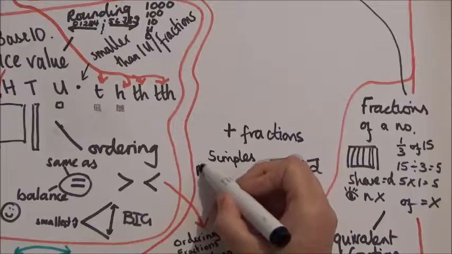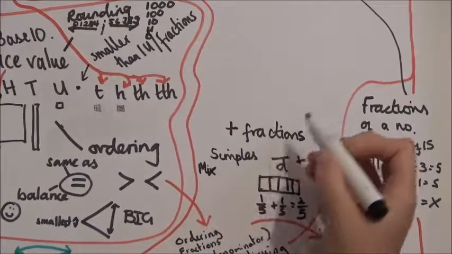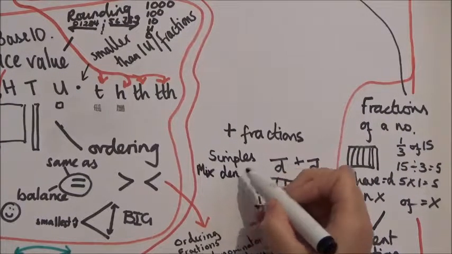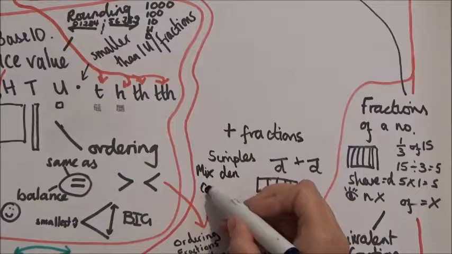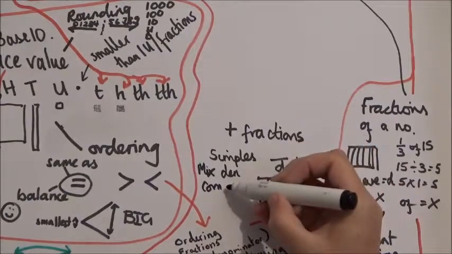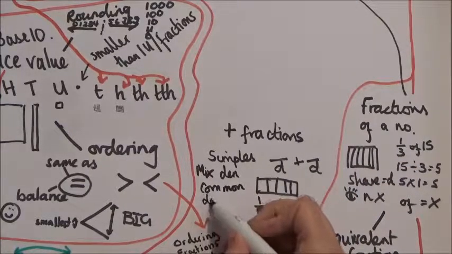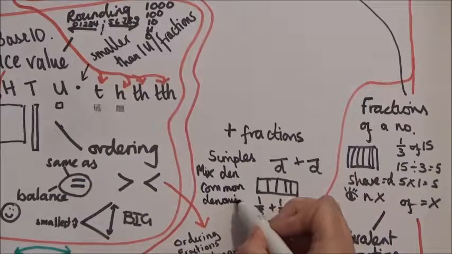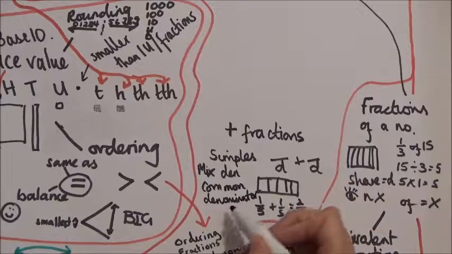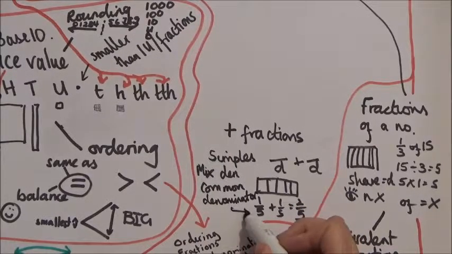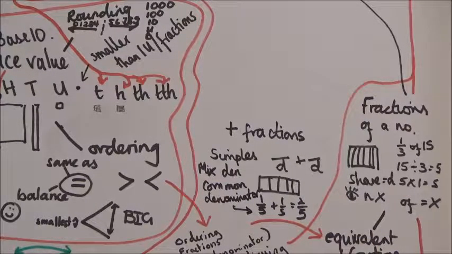When we have mixed denominator fractions, we have to find a common, sorry, my handwriting's horrendous, denominator, and then we can again add them simply.